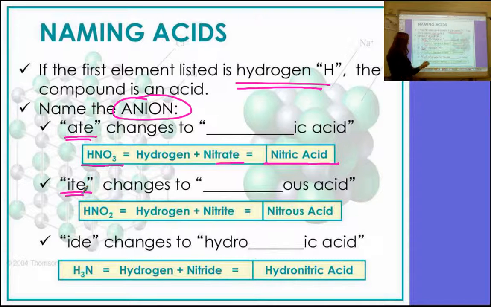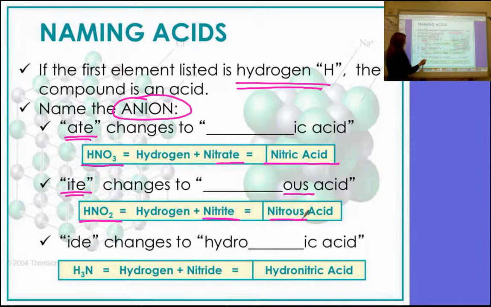If it ends in -ite, and ites again are from your polyatomic list, phosphite, sulfite, nitrite, NO2 1- is nitrite. Nitrite changes to nitrous. Ite changes to -ous. Sulfite would change to sulfurous. Phosphite would change to phosphorous acid. Ite changes to -ous. We have -ate to -ic, and -ite to -ous.